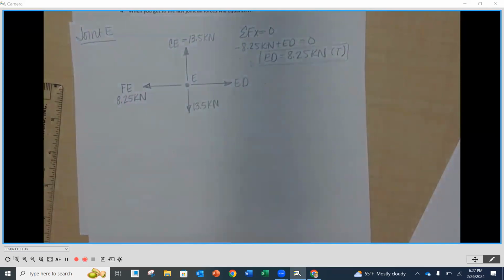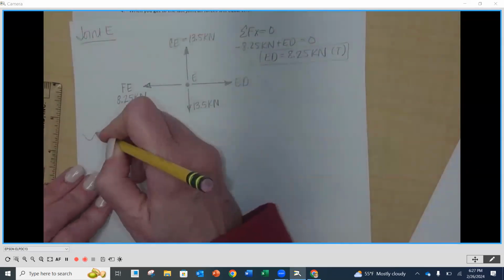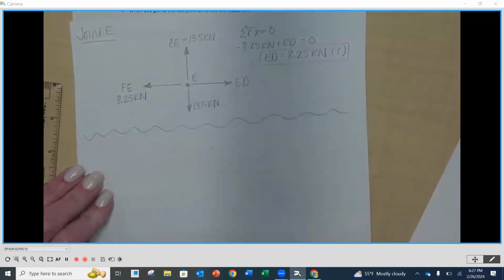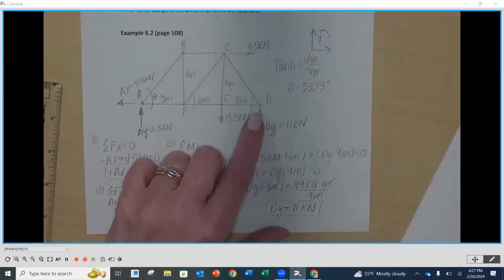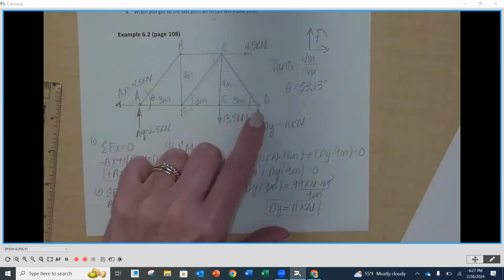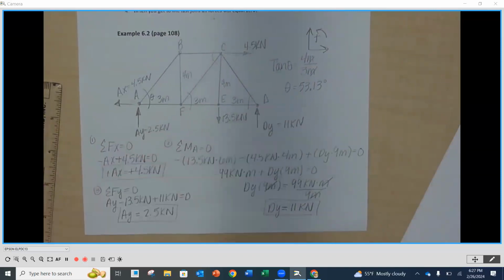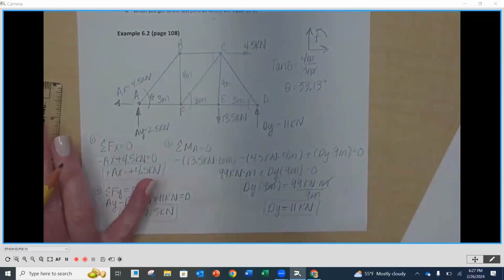Okay. All right. One last joint. And this is when we know it all worked out. So we're going to do joint D. Go ahead and draw your joint D, and don't forget to put the 11 kilonewtons in there. Okay.